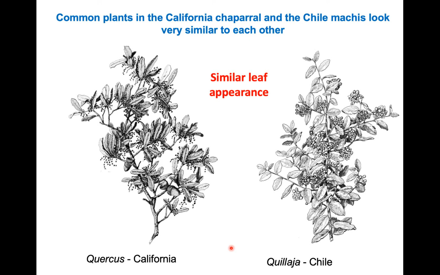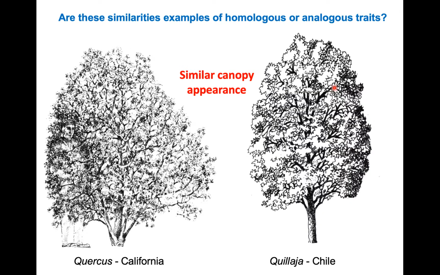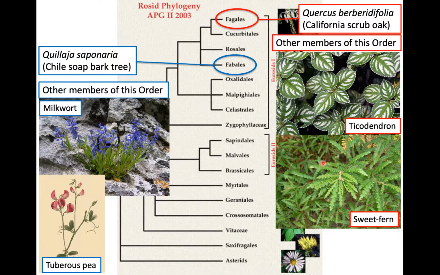Okay, let's do another example. Here's Quercus from California and Quiaja, I'm not sure, Quiaja from Chile. They have similar leaf appearances. Again, the Quercus is from the California chaparral, the Quiaja is from the Chile maqui. They have similar shapes of their canopy. This is what the Quercus looks like. This is what the Quiaja looks like.